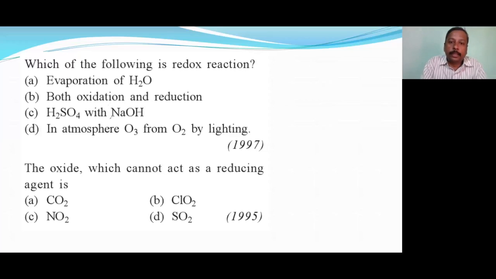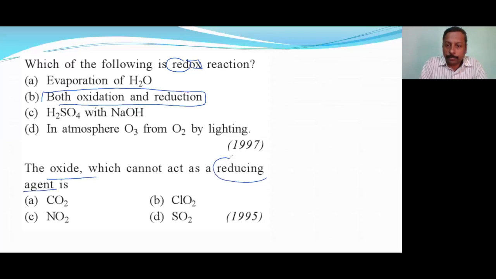Okay, see here it is in the name itself. Redox reaction, that means which can undergo reduction and oxidation. Both must be included, then only it will be a redox reaction. Okay, then the oxide which cannot act as a reducing agent. So once it must be a reducing agent, it has to undergo oxidation. Okay, the substance or element which cannot oxidize itself cannot act as a reducing agent. Okay, hint, I think it is clear to all of you.